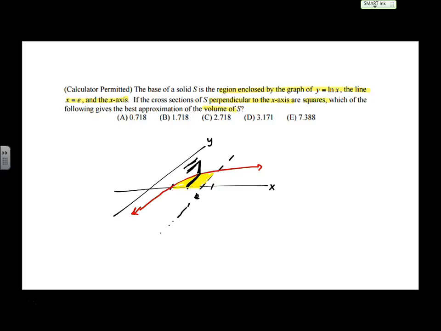Popping up in squares. Now, you don't have to draw this beautifully. You don't even technically need to draw it at all. But what you do need to know is, if it's perpendicular to the x-axis, what's my thickness? Dx. So I need everything in terms of dx.